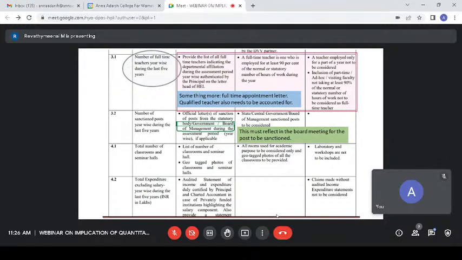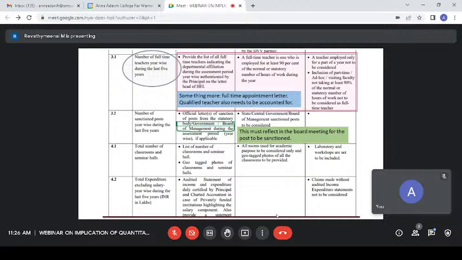I'm coming to the next part over here. Deliberately, please look into this. Number of sanctioned posts year-wise, you're able to see 3.2 over here. Official letter of sanction of post from the statutory body, that could be government, university, or it could also be from the board of management during the assessment period.